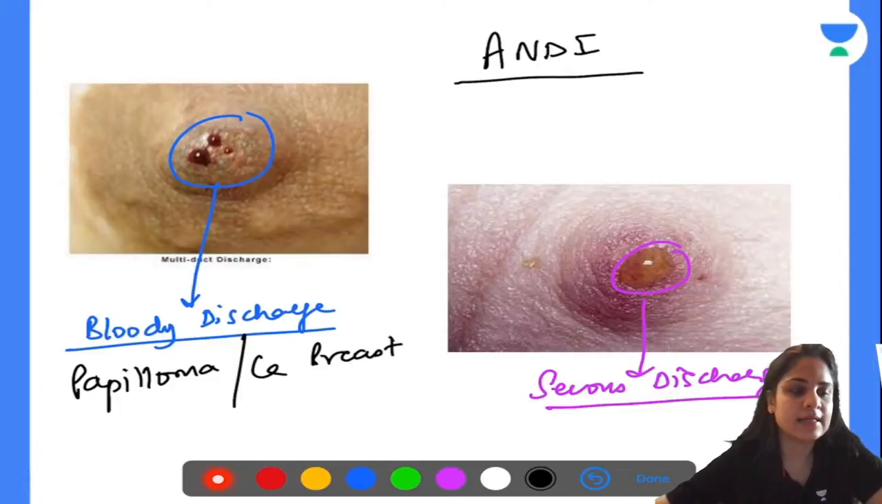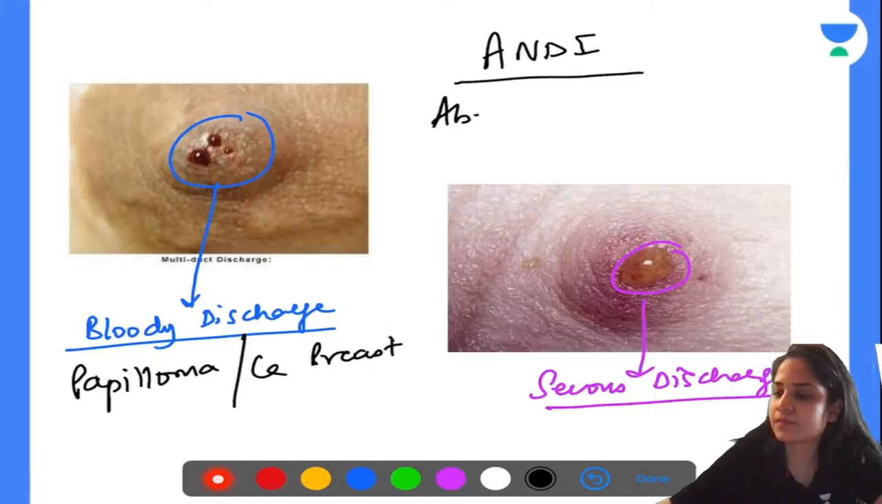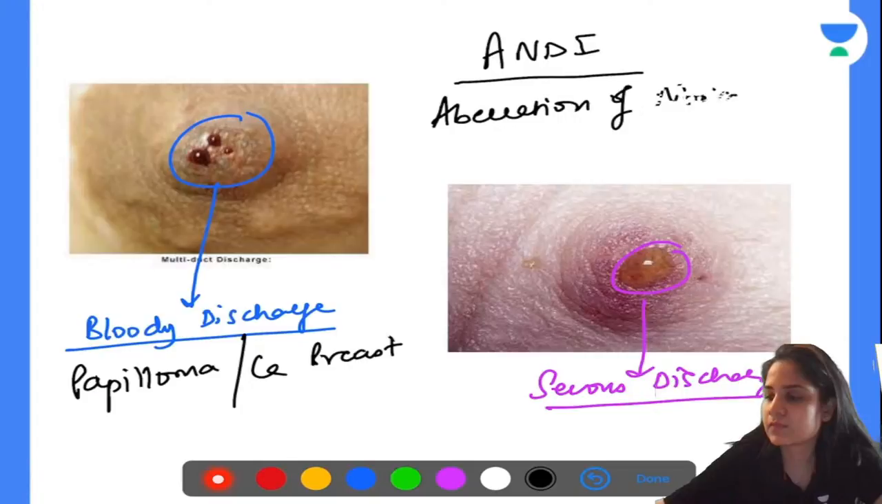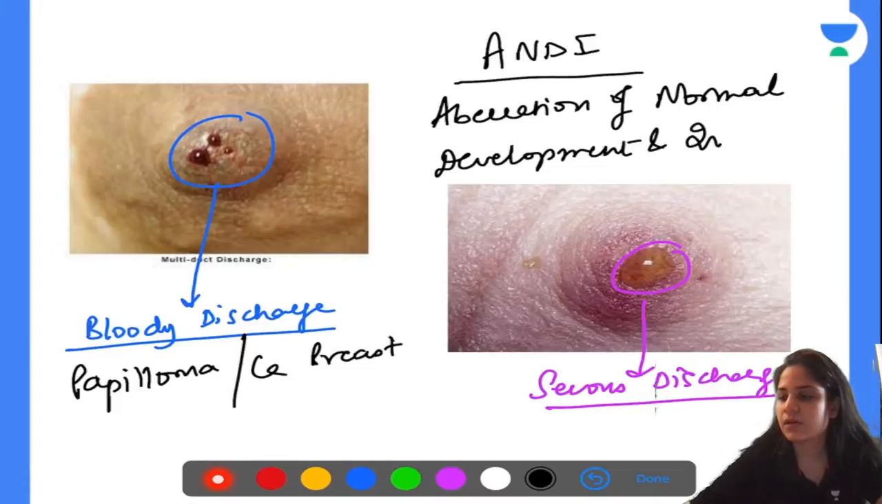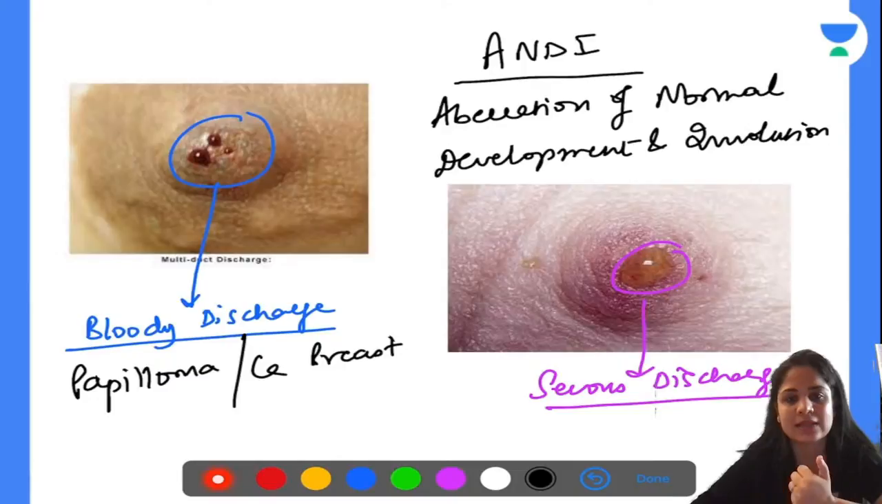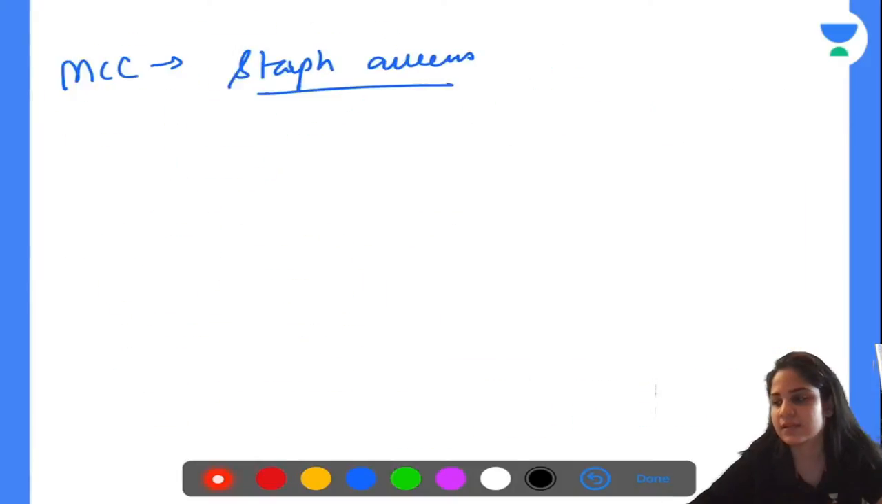Okay, so ANDI is nothing but aberration of normal development and involution. Okay, so serous discharge is seen in ANDI. So this is all about the different types of discharges from the nipple that you will be asked: greenish discharge, bloody discharge, and serous discharge.